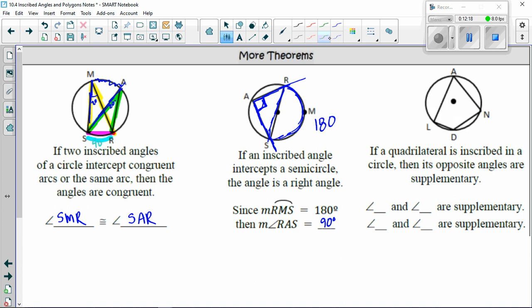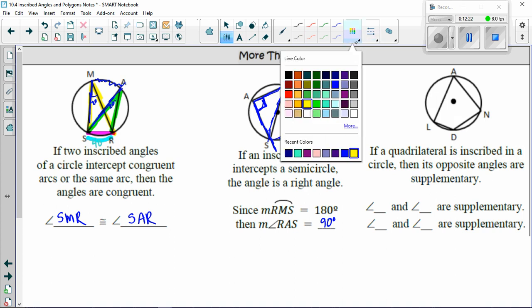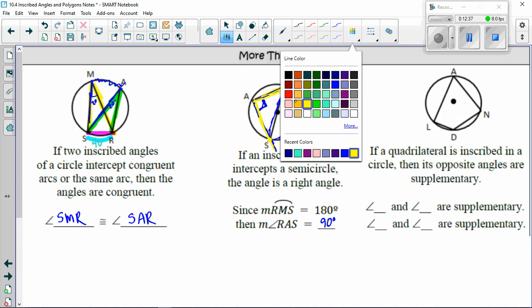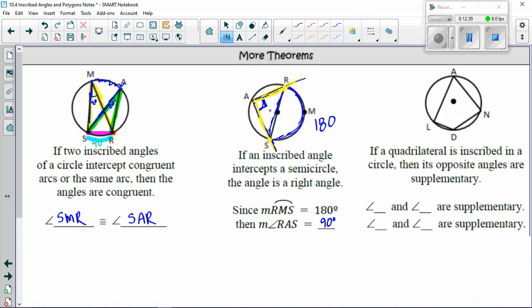Every single time you are drawing your inscribed angles, always double check to see that the sides aren't going over the ends of the diameter. Because if it goes over the ends of the diameter, this will always be a right angle, no matter what. So always look for that because it makes it really simple.